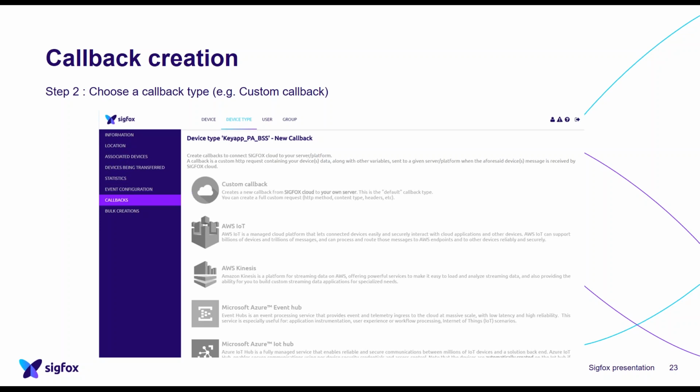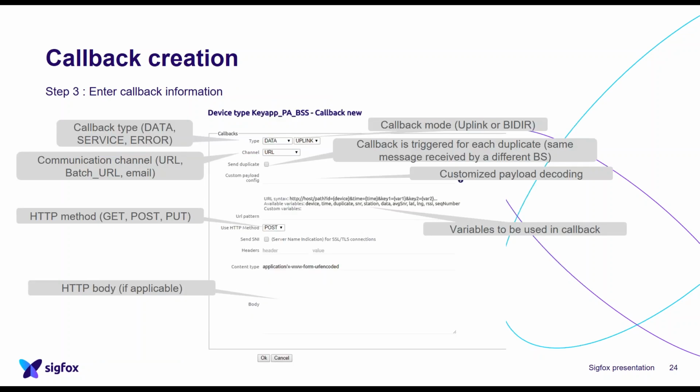So most of you will have your own platform, or different platforms at Amazon or Microsoft. In this case, you will create a custom callback, and then you will have access to different callback settings. The first one is the kind of trigger that will raise this callback. In the case of messages, because this is for devices, you will have access to either the data, incoming data, or service messages or error messages.